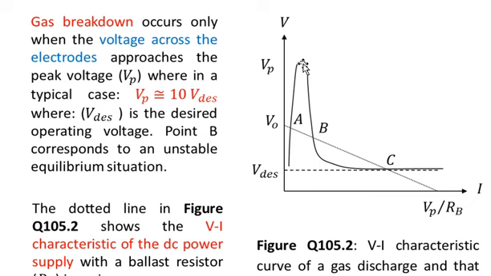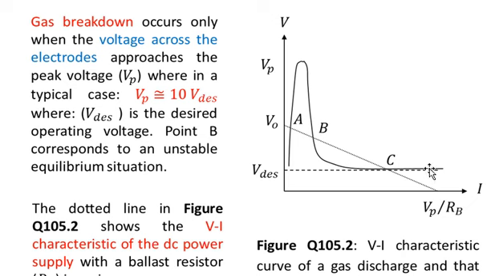So when you further reduce the value of ballast resistance, what will happen? The voltage starts decreasing. So you keep on decreasing the value of RB, and you will notice at this point that the voltage is also decreasing across the electrodes, because more current is now passing through the tube.